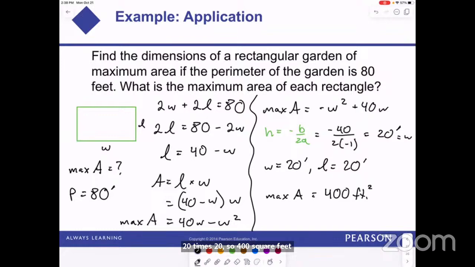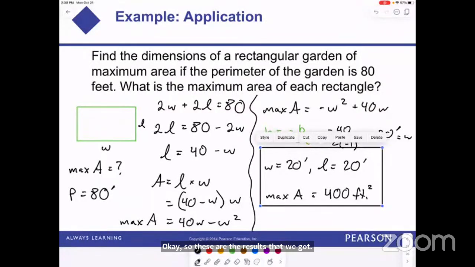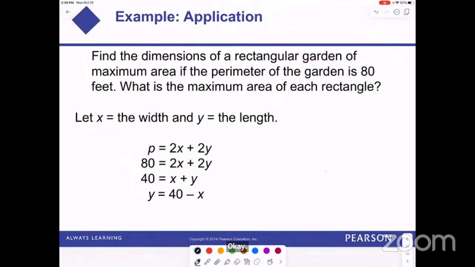Okay, so these are the results that we got. Okay. So kind of just seeing the way the textbook did it, for the perimeter they said 2x plus 2y. They said x was the width and y was the length, which is fine. They did theirs in terms of x and y. We did w and l. Okay. So then they solved for the length of 40 minus x. I think we got divided by 2. Yeah, we got the same thing.